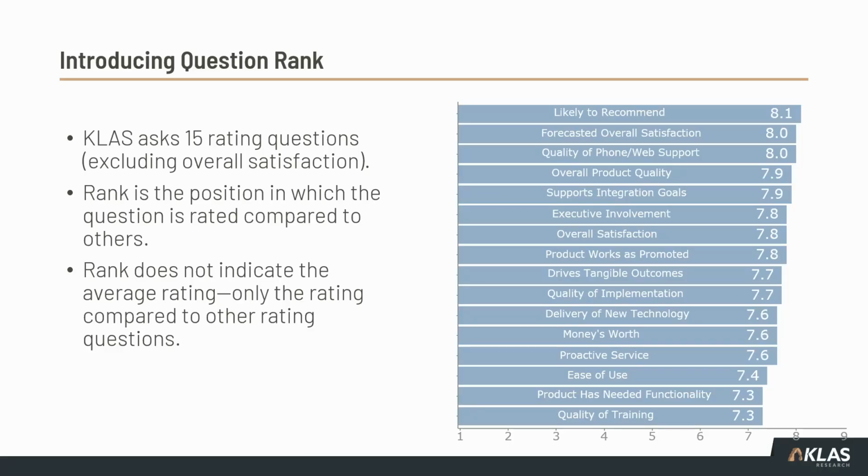So really the critical thing to understand is the question rank. Instead of worrying about what the average scores are for each of the different members, we want to take a look at where these questions fall in relationship to each other. You'll notice that likely to recommend is in that top spot, which would give it a rank of 15. And then you see quality of training here, that's in that bottom slot, which gives it a rank of 1.